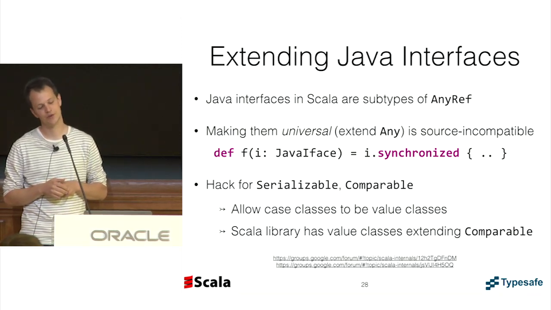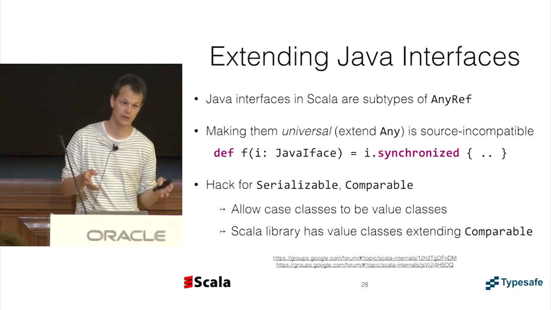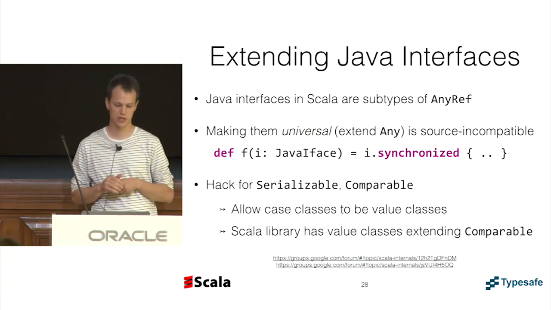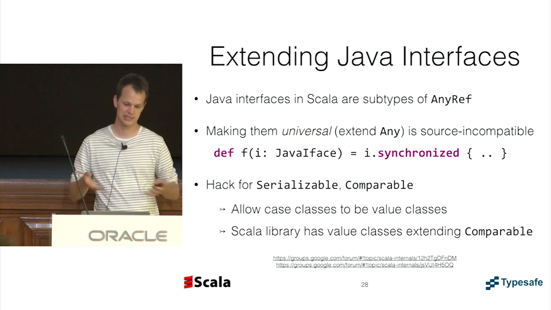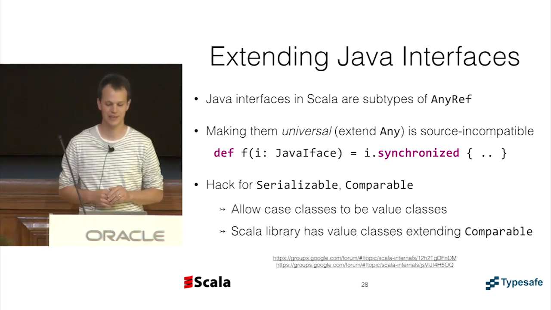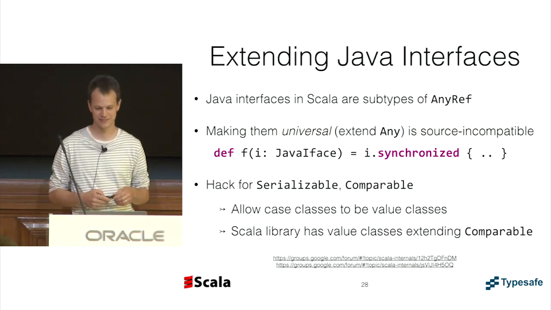And unfortunately, we needed some hacks because, for example, if you create a case class in Scala, then it will always extend the Serializable interface from Java. And in order to allow value classes to be case classes, we had to kind of hack around it and say, okay, Serializable is fine. And we did the same thing for Comparable, but this is not the real solution, of course.